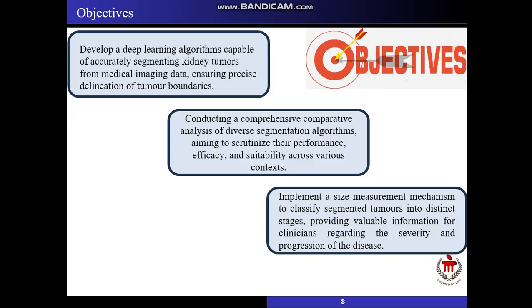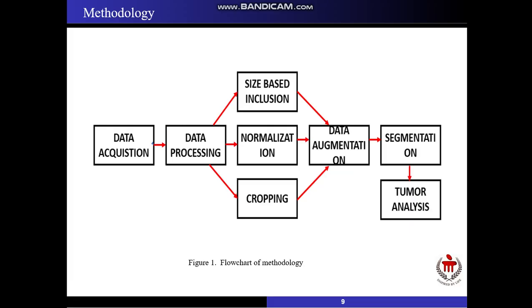We acquire the data, and we perform certain pre-processing on the data to make it suitable for the algorithm. Since the data is very small and imbalanced, we go for data augmentation as we are applying deep learning techniques, and then finally segmentation, and then tumor analysis based on size. So to go about with the dataset description, this is the dataset.